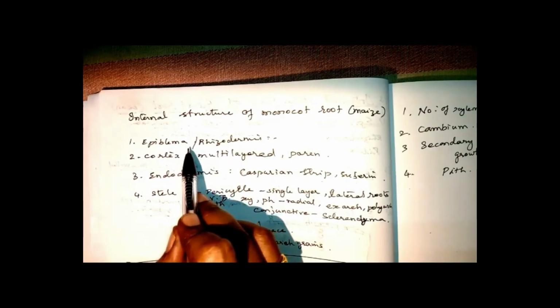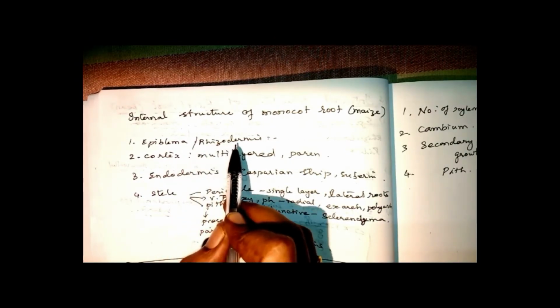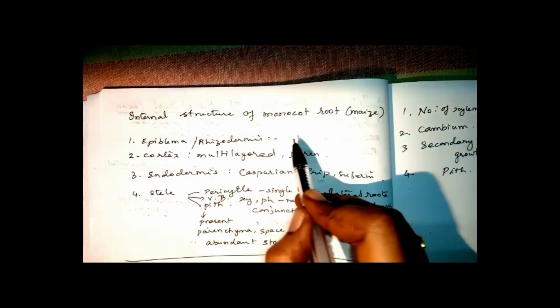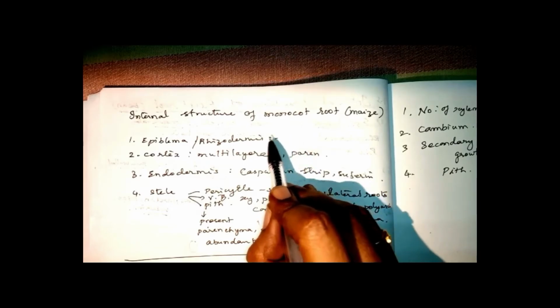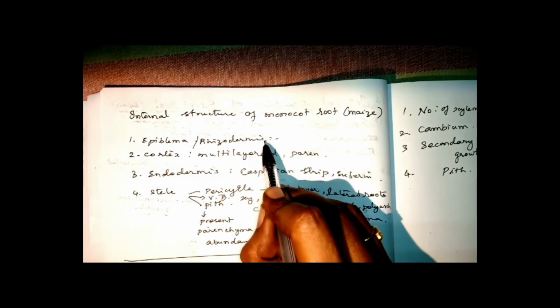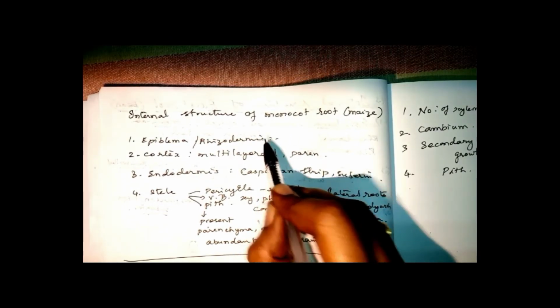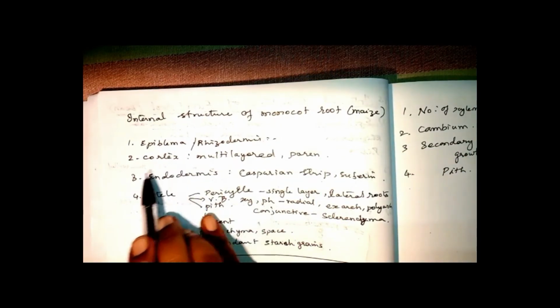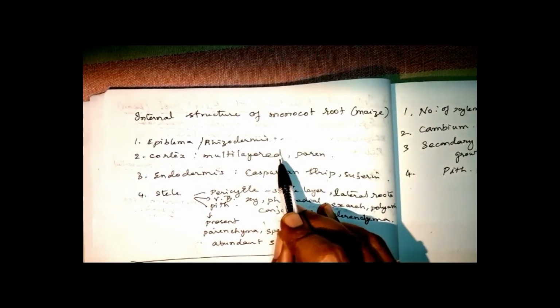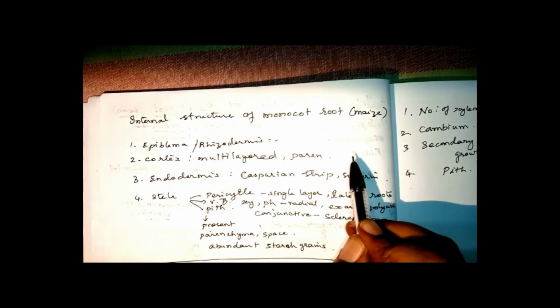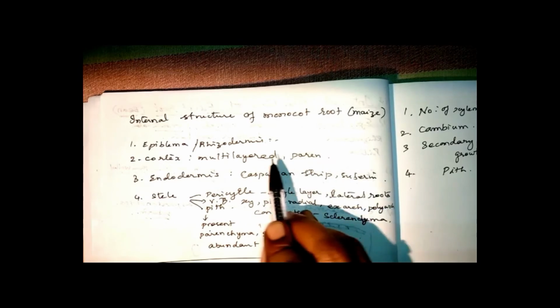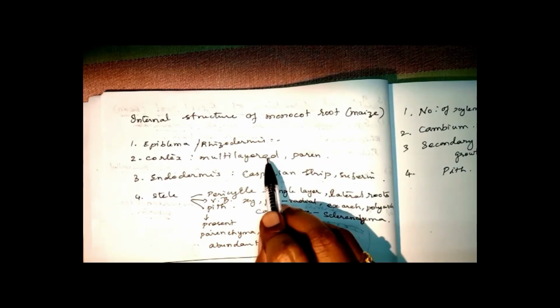Epiblemma. It is otherwise called rhizodermis. So root hairs are present. Cuticle and stomata are absent. It is a single outermost layer. The next layer inner to that is cortex, which is multi-layered, made up of parenchymatous cells with a large number of intercellular spaces. They help in the storage of food and water.